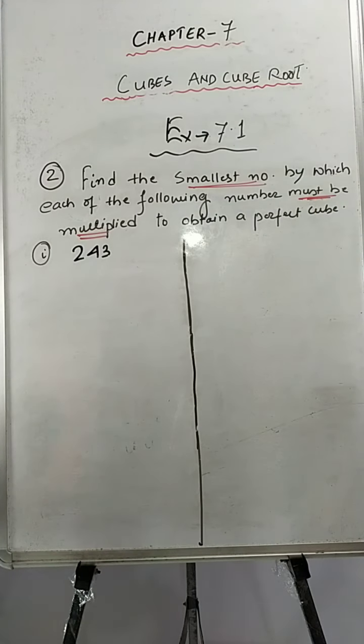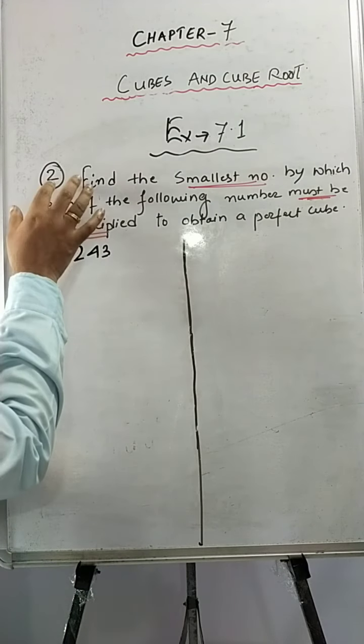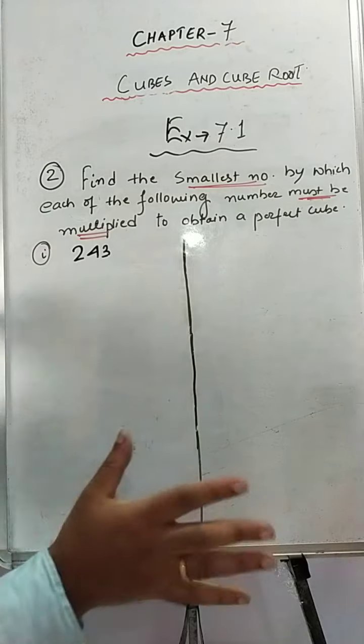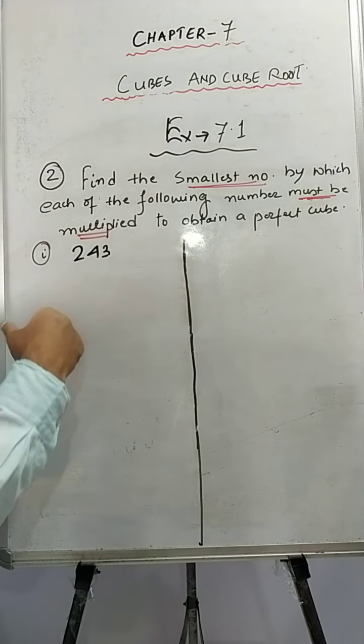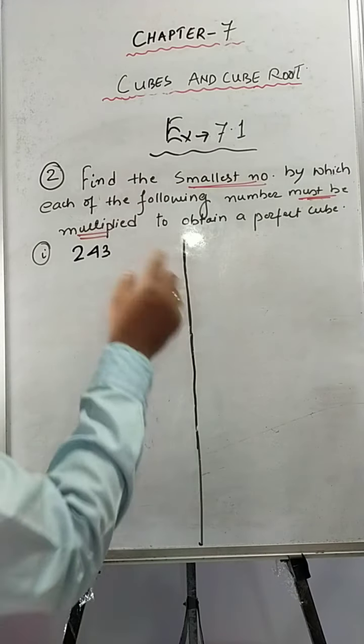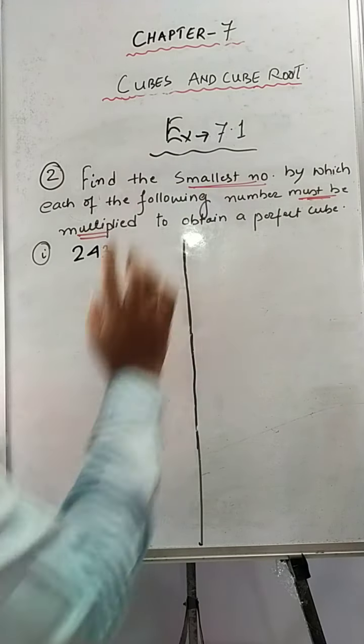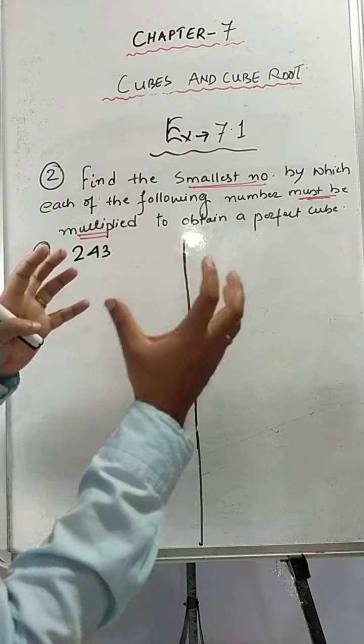Now it is quite sure that all the numbers given under question number 2 are not perfect cubes, but we have to make them perfect cubes. And how do we have to make it a perfect cube? By multiplying by the smallest number. So how do we get that smallest number?